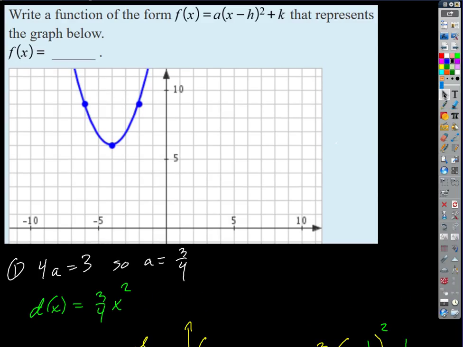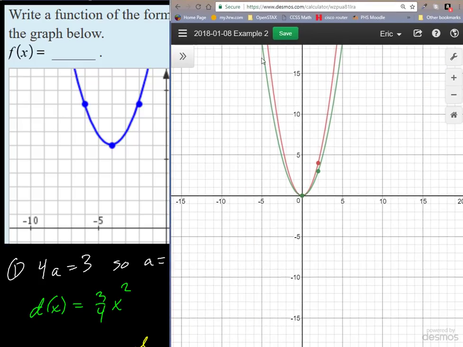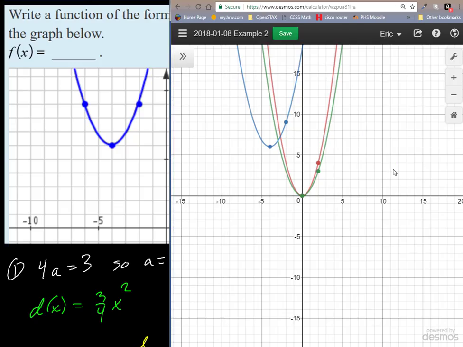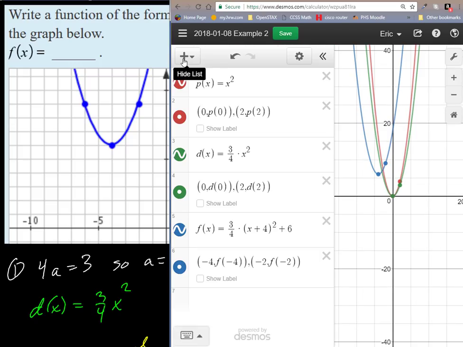So let's look at that. There's what we said: 3/4 times (x plus 4) squared plus 6. And it did what it was supposed to do. Look, the blue graph is the same as the blue graph, isn't it? And that's how we got it. We figured out how we had to dilate it first and then where we had to translate it. Okay? How about we do the next one.